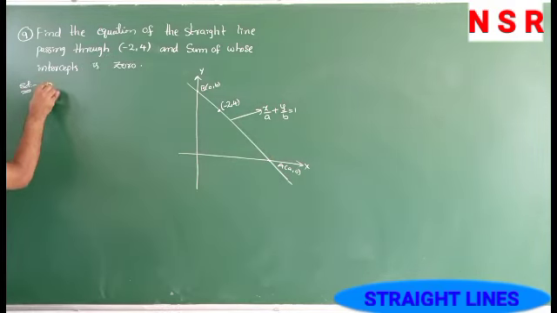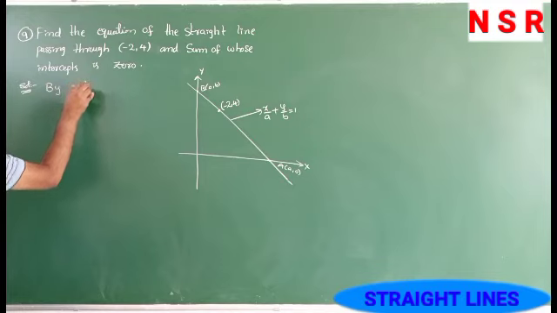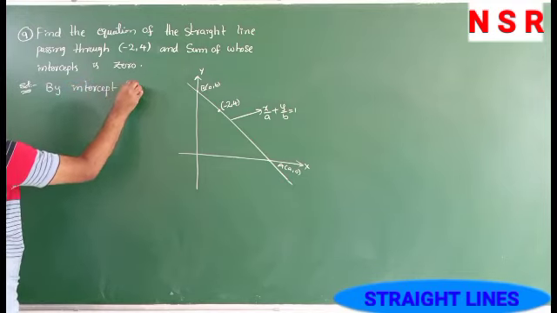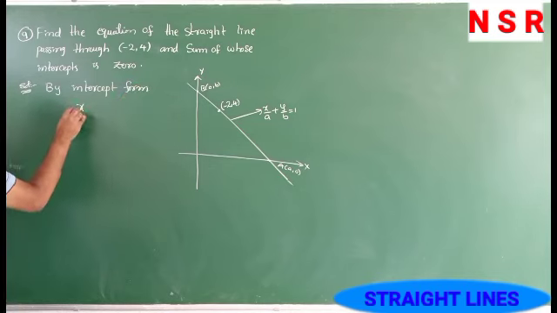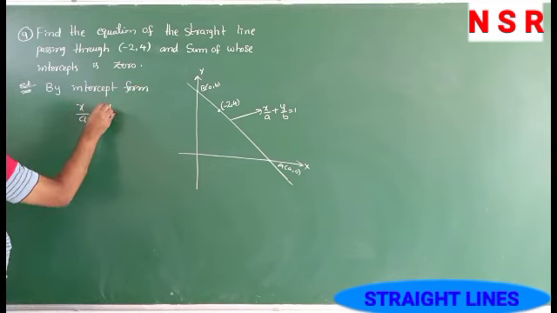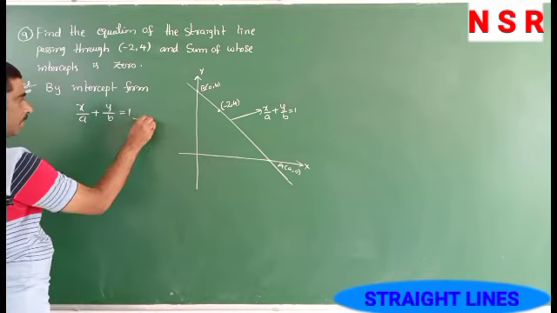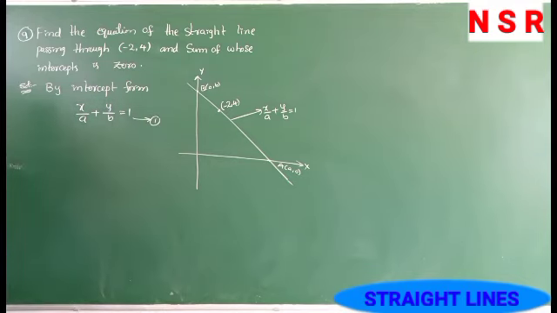Now write the intercept form. So what is intercept form? x by A plus y by B equal to 1. So take it as equation number 1. Now in this question also find A, B values and substitute in equation 1, we get the straight line equation.